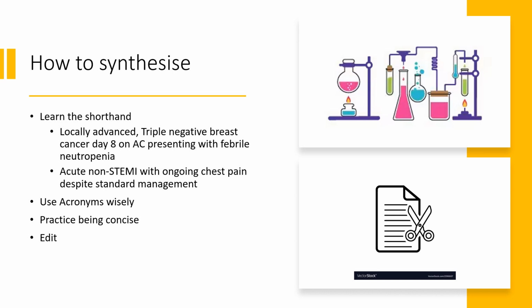If you tell me someone has severe symptoms despite standard management, then I know I need to think about escalating the interventions. One trap is around acronyms, which can be great as long as the person listening knows them too. There's some evidence that most GPs don't know the really specialised acronyms that a specialist team use. Being concise is a skill. Practice it. Look at what you've written or said and think, could I have made it any shorter? Practice editing.